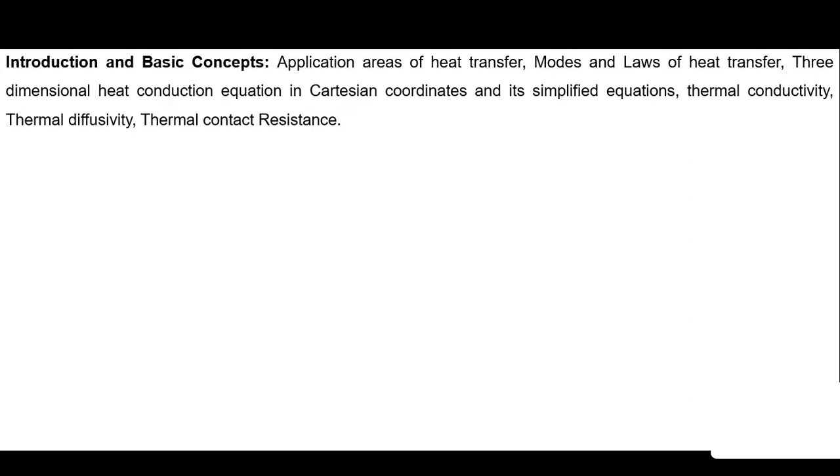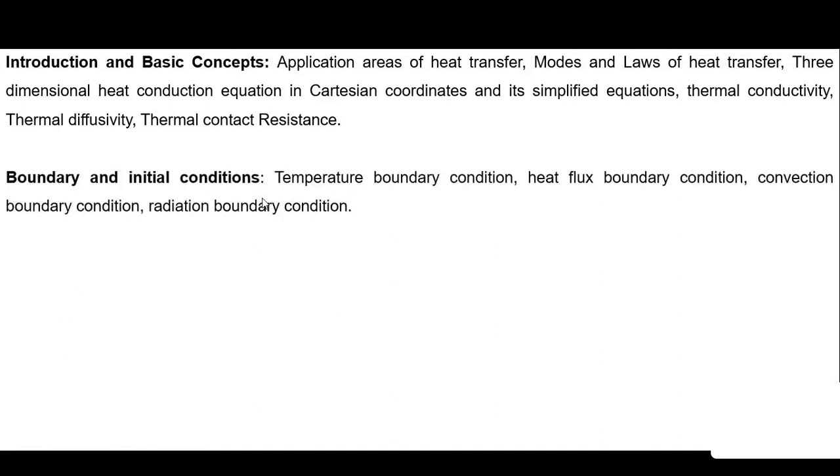So the first unit is an introduction to the basic concepts like application areas of heat transfer, different modes of heat transfer, then the three-dimensional heat conduction equation. We are going to derive it for the Cartesian coordinate system, and of course, we are going to make it simple with some simplified assumptions, and we are going to define properties like thermal conductivity, thermal diffusivity, and their respective application areas. Then the second part of unit number one is boundary and initial conditions.